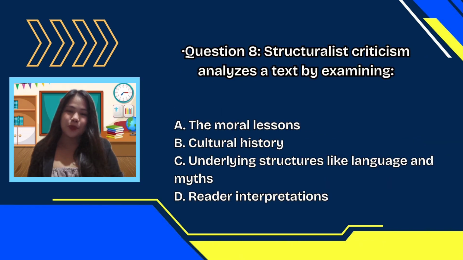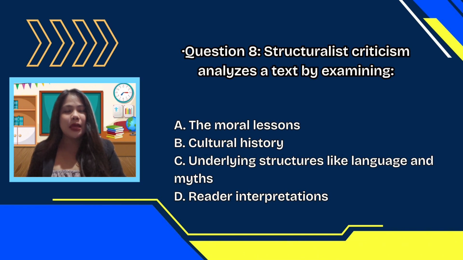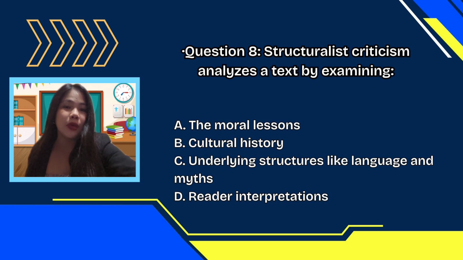Question number 8. Structuralist criticism analyzes a text by examining A, the moral lessons, B, cultural history, C, underlying structures like language and myths, and D, reader interpretation.